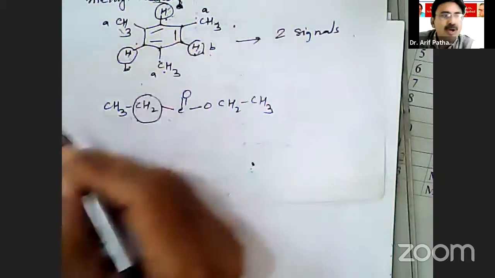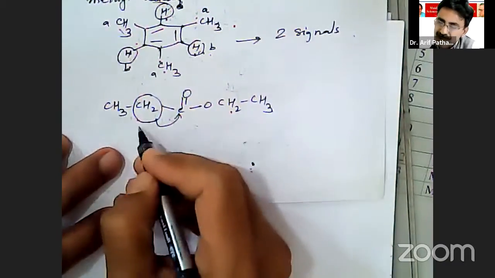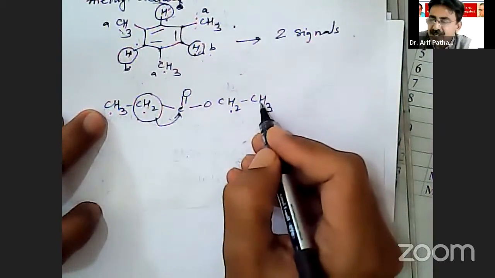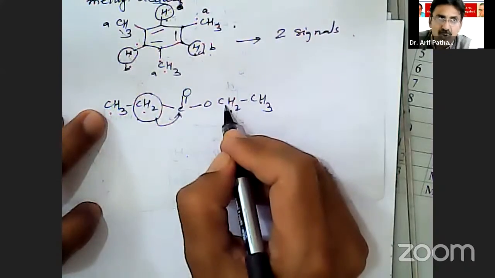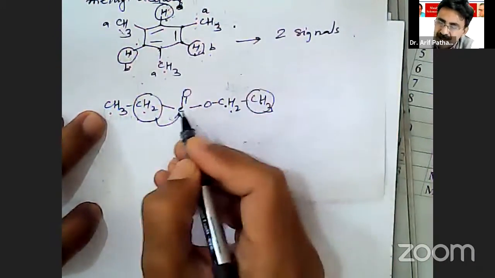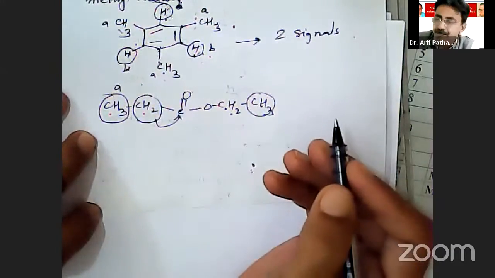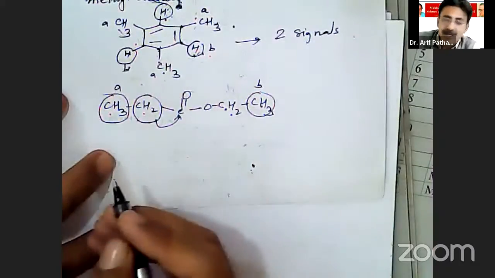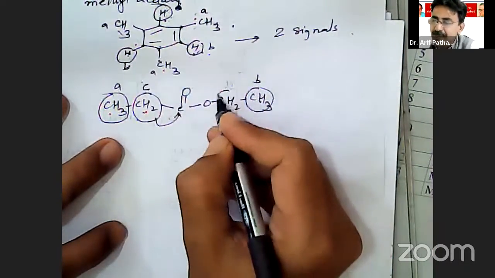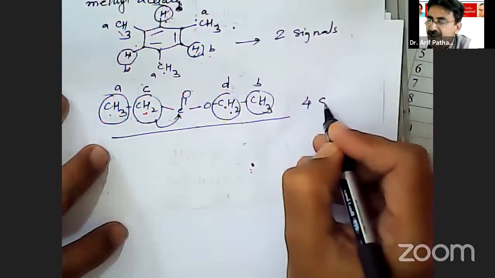This CH2 is attached to carbonyl, so it is different from this CH2. This CH3 is attached to CH2, then carbonyl. This CH3 is attached to CH2, next is oxygen. So these CH3 are not the same. Suppose this is A type, then this will be B type. Suppose this CH2 is C type, then this CH2 will be our D type. So you will get four signals here.